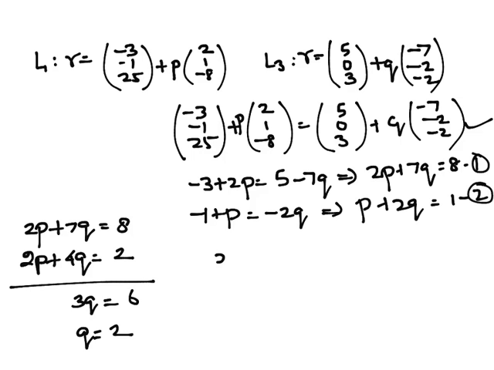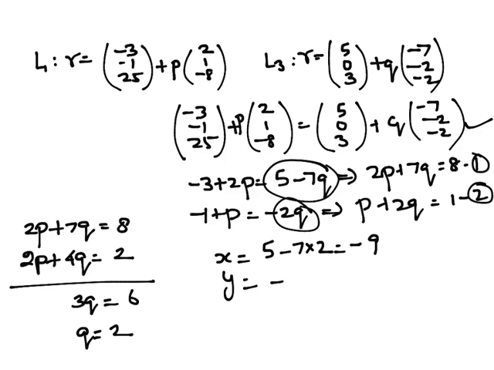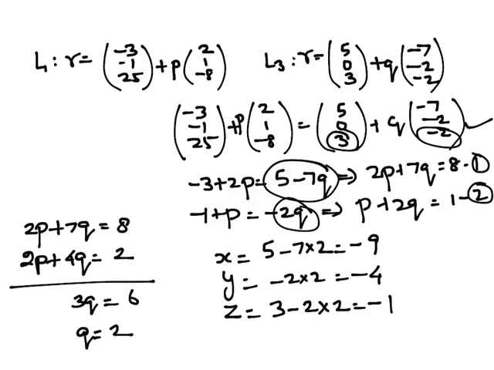So the x coordinate is nothing but here. This is the x coordinate. So 5 minus 7 into 2. So 5 minus 14 is minus 9. The y coordinate is minus 2q. So minus 2 into 2. So minus 4. And z coordinate is nothing but 3 minus 2q. So 3 minus 2 into 2. So minus 1. So the coordinates of A are minus 9, minus 4 and 1. Not minus 1, it is minus 3, minus 4 and minus 1.